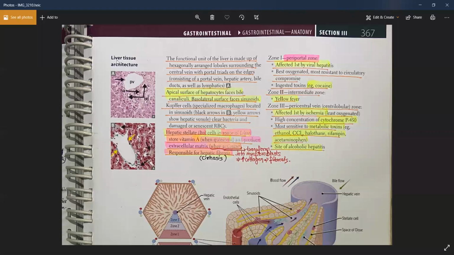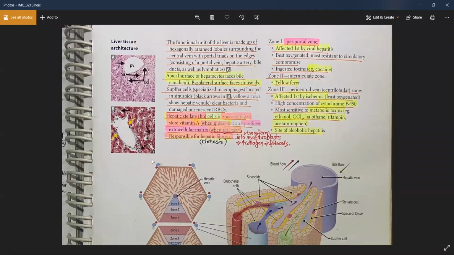Then you need to know about the liver. The liver is completely made up of hexagonal structures, and these are known as the hepatic lobules, which are the functional unit of the liver. Multiple hepatic lobules will form the lobes, and finally the lobes will form the liver completely.